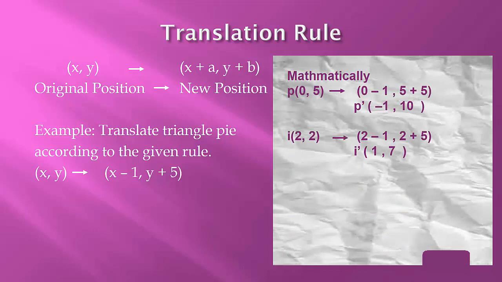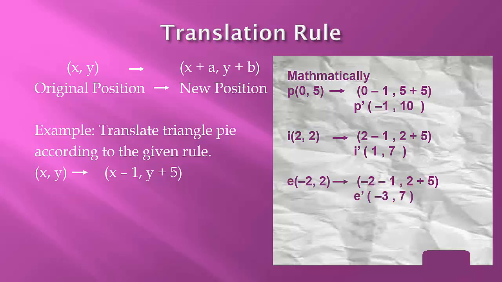Our I original position is the value (2, 2). And so when we plug 2 in for x, we get 2 - 1. Our new position x value becomes 1. When we plug 2 in for y, 2 + 5 becomes 7. So the new ordered pair for I prime in the new position is (1, 7).